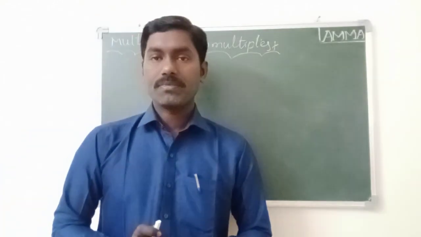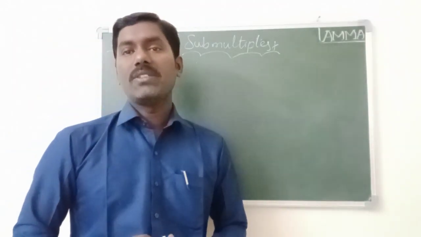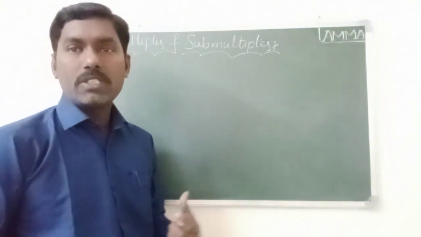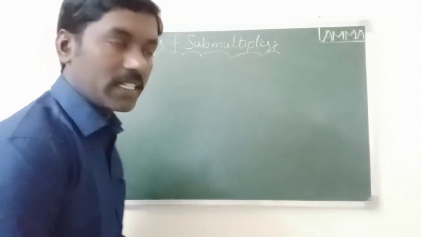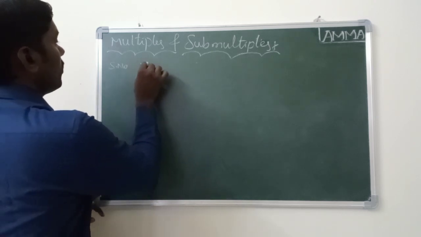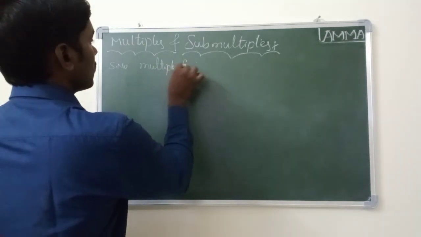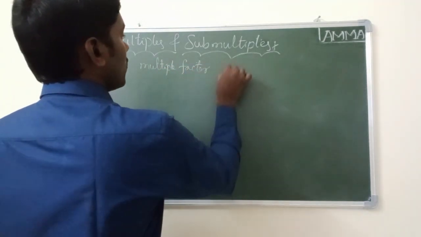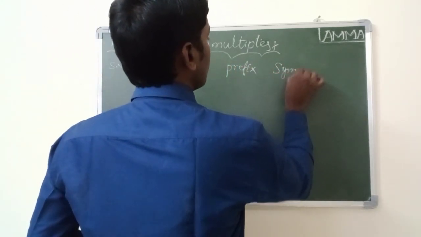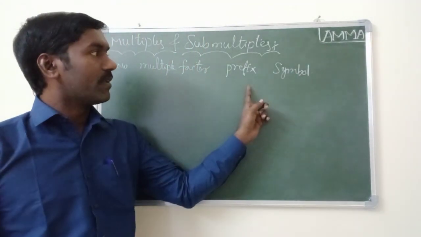We can use these submultiples and multiples in various branches of physics. So how do we convert and change the unit values? Let us discuss now. I am going to give some important multiples and submultiple values in the SI system. The columns are serial number, multiple factor, and prefix and symbol.